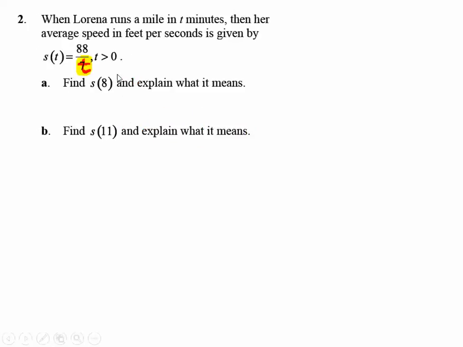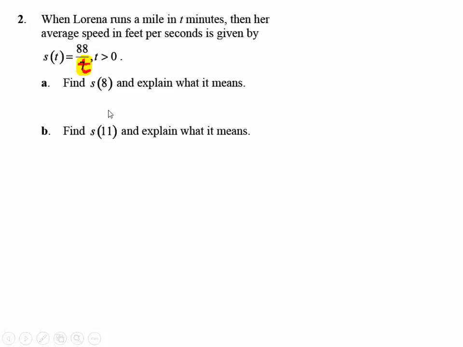Let's put it into a little bit of a word problem here. The only thing is, if you did print out the matched problems, right here, instead of a 7, it actually should have been a T. So correct that. Scratch out the 7 and put a little T there because that's the variable. So notice this is S of T, and T is that variable right here on the bottom. When Lorena runs a mile in T minutes, her average speed in feet per second is given by that right there. So real quick, let's plug in 8.